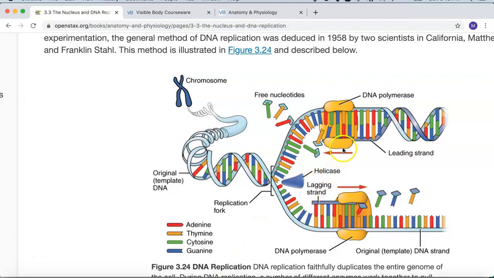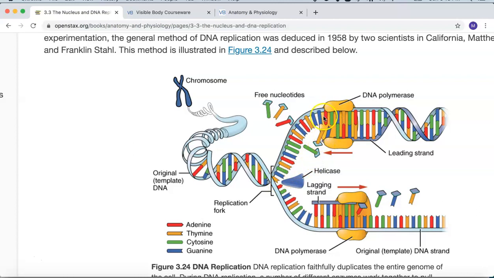And what's happening is this DNA polymerase is moving along and adding a new nucleotide to the previous one that's already there. So this green one is a cytosine. So it's going to say, well, I need to put a G with a C. So I need a guanine. And so it does. Grabs a guanine and puts it there in that spot.